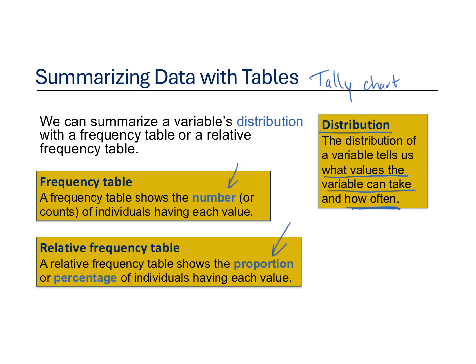And sadly, we don't just call these number and proportion tables. We have fancier names because this is statistics. We're going to call them frequency tables. So frequency is just a fancy word for count. A frequency table shows us the number or count of individuals that have each particular value for that variable.